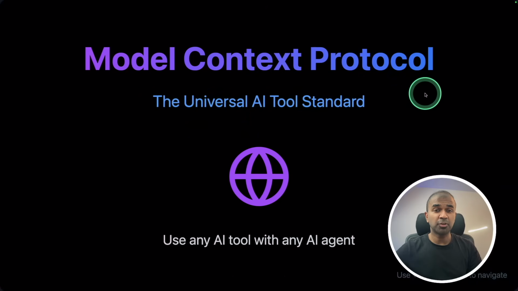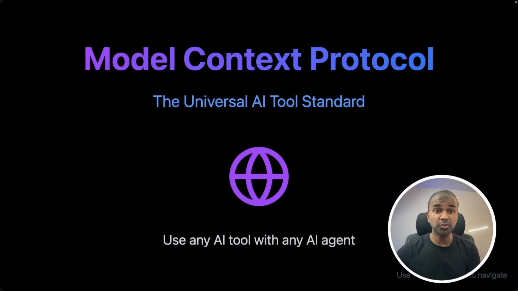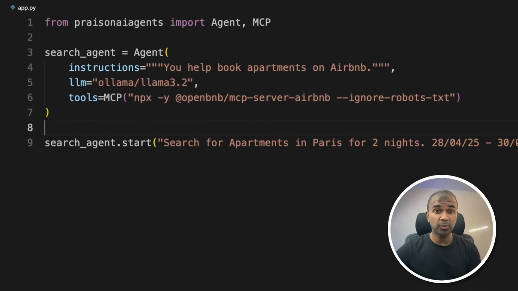Model Context Protocol is a universal AI tool standard. Using this, you are able to give superpowers to your AI agents by instantly adding dozens of tools, build custom agents independent from tool providers, and create your own infrastructure. But the issue here is, we need a simple and powerful solution to easily add these MCP tools to AI agents. That's exactly what I want to show you.